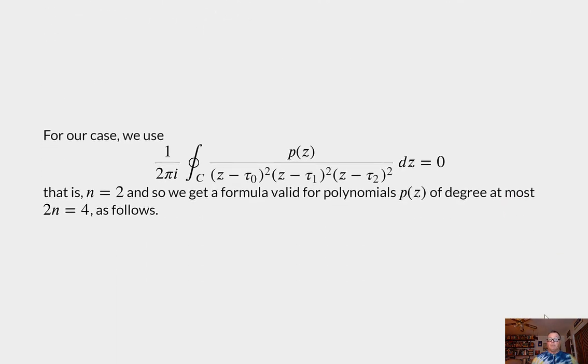In our case, we use a really, really simple thing. We say we want p of z on the top to be of degree at most 4. And on the bottom, we're only going to have 3 nodes. We're going to have tau 0, tau 1, and tau 2. And we're going to get a formula valid for polynomials p of z of degree at most 2n, which is 4.